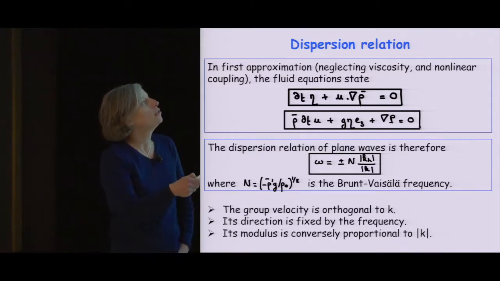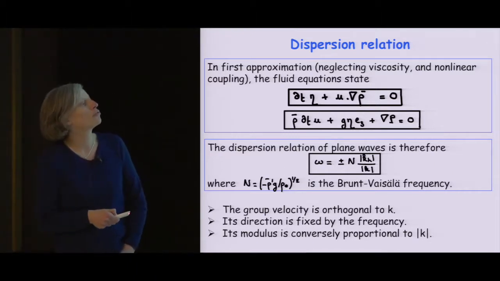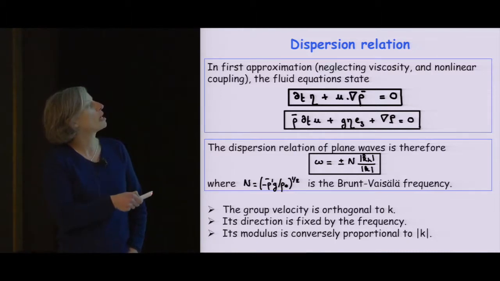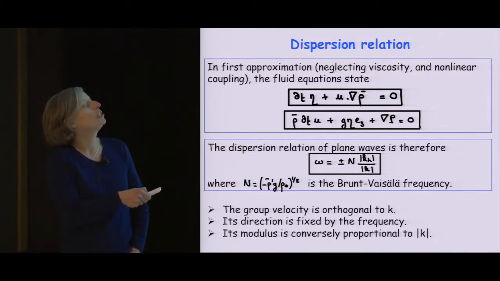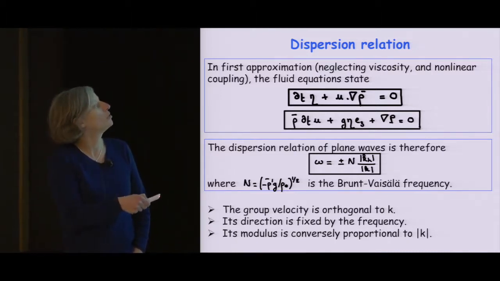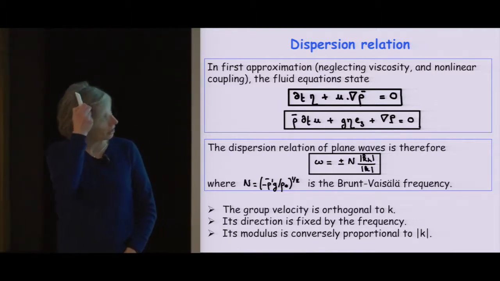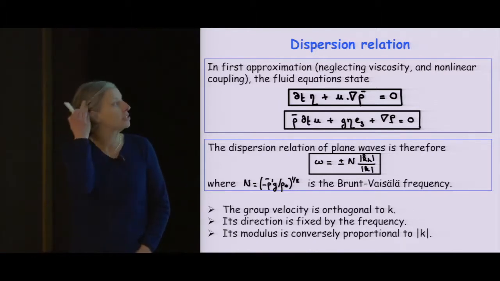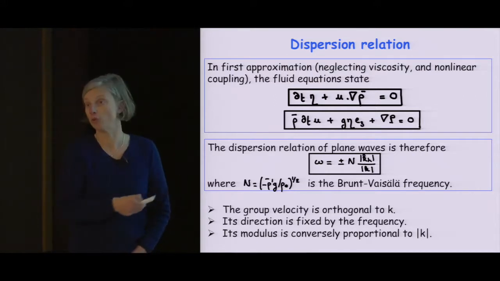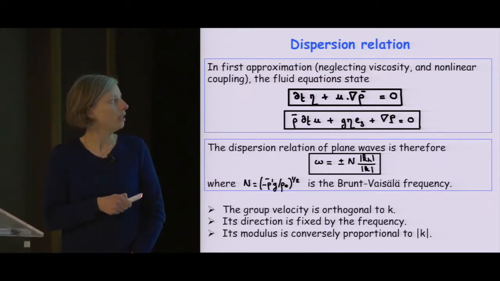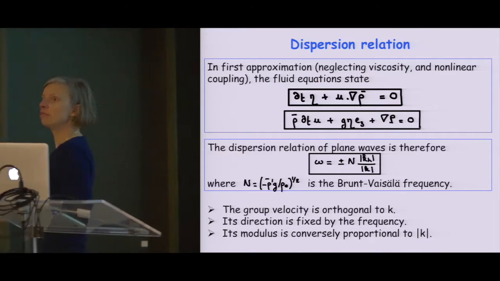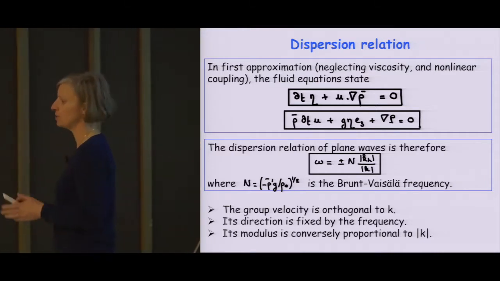And this N, you see, is what is called the Brunt-Väisälä frequency, and it's related to the gradient of rho, so rho prime, which is here, and rho naught, which is the average value of rho. This has the dimension of a frequency, and this, you see, has no dimension at all. Okay, so this is just a very simple computation.